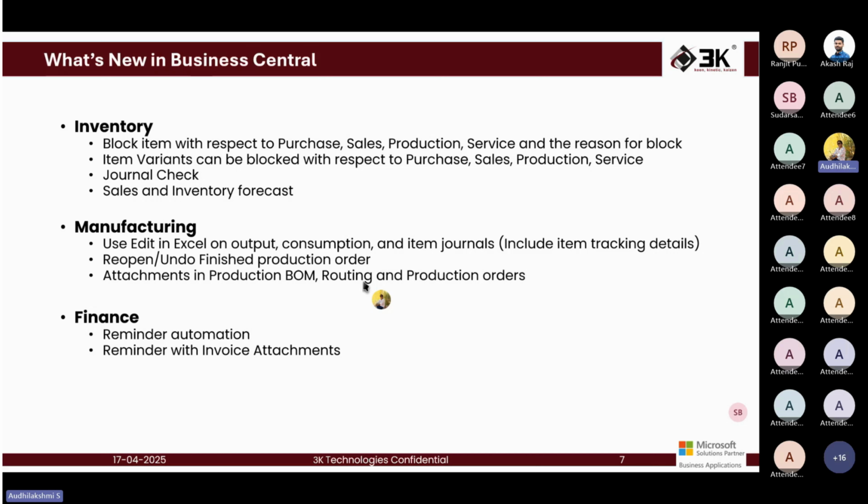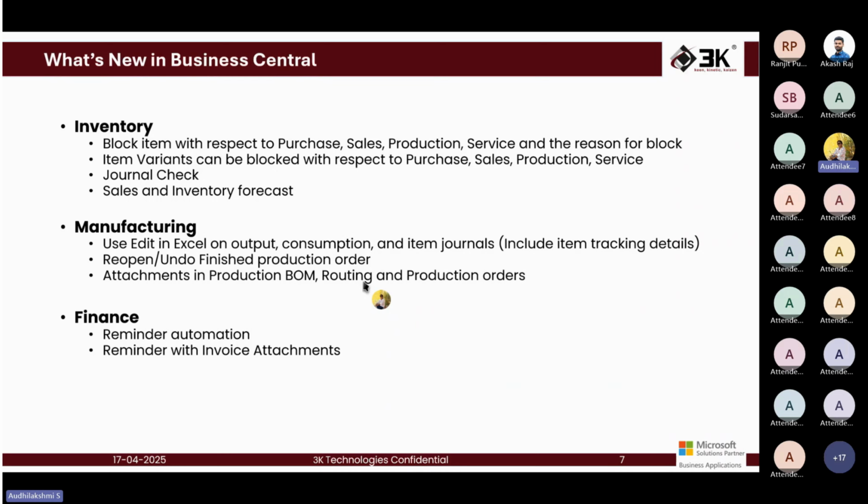Assume we have a location as mandatory, and by mistake we have missed to update the location. In that case, it helps us to see which line is having an issue, so that we can correct it and proceed. So this is the feature which is called journal check.